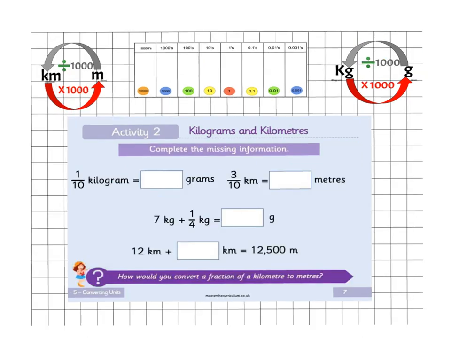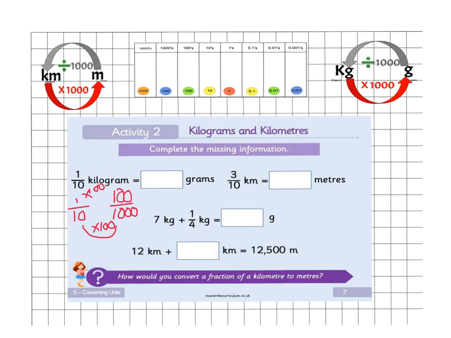Okay, so for this one, we have to complete the missing information. And what you'll see here is that we have some fractions. So let's think back to our fraction work in order to help us solve this. So 1/10 of a kilogram is how many grams? So we know that there are 1,000 grams in 1 kilogram. So in order to change 1/10 of a kilogram, we need to think about thousandths. So how would I get from 10 to 1000, I would multiply by 100. And remember, whatever we do to the denominator, we need to do to the numerator.